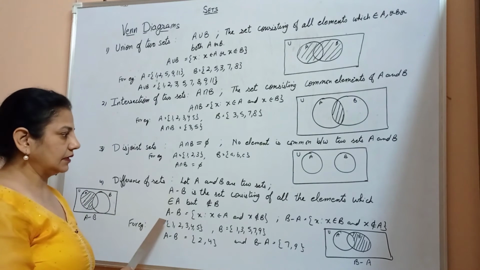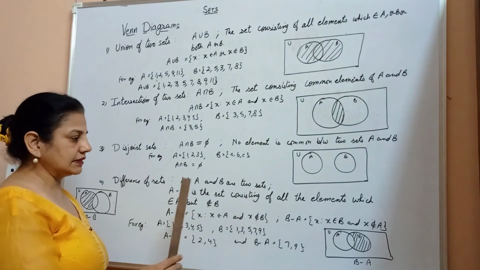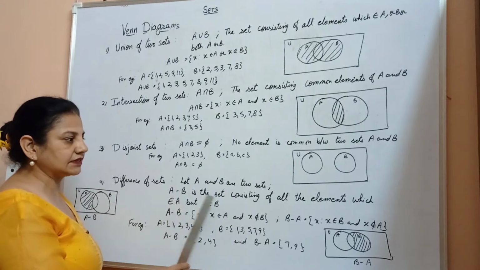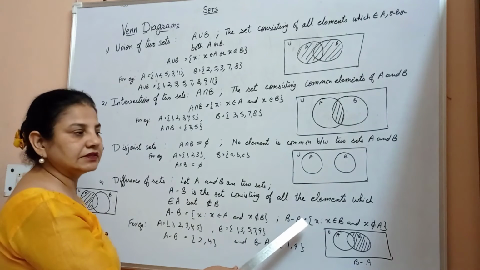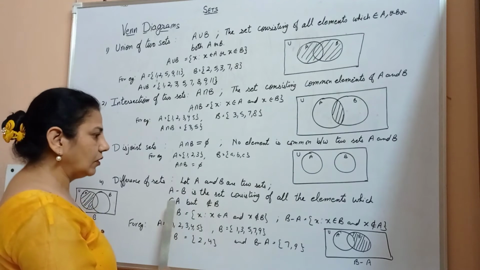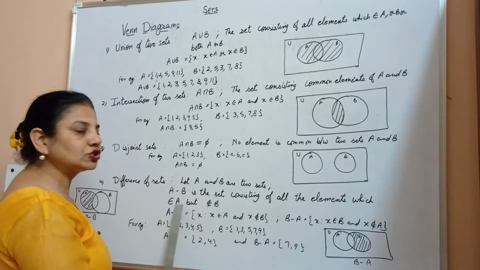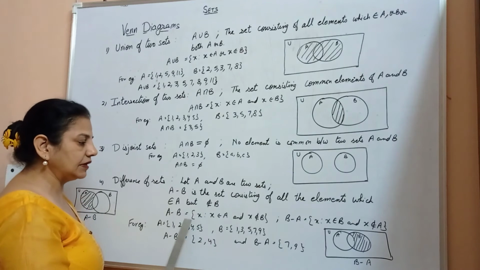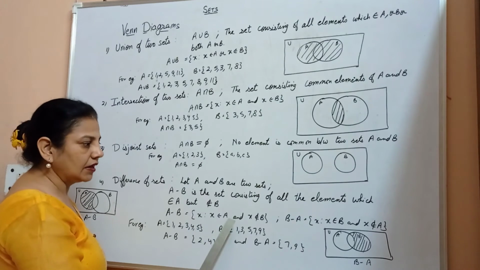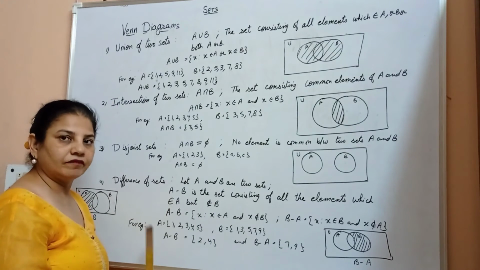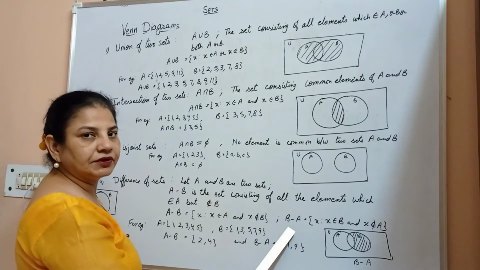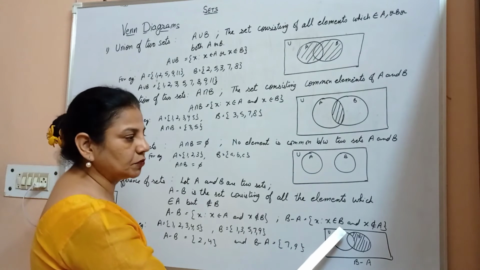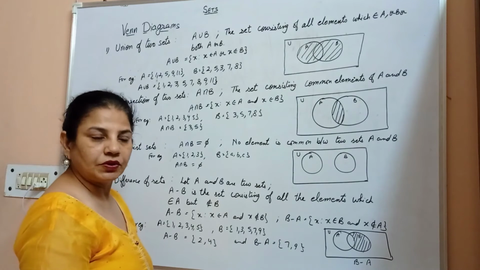Difference of sets. Let A and B be two sets. Then A minus B, the difference of two sets, is the set consisting of all the elements which belong to A but do not belong to B. So A minus B is {x such that x belongs to A and x does not belong to B}. Or vice versa, if I have to take the difference B minus A, then we say x such that x belongs to B and x does not belong to A.